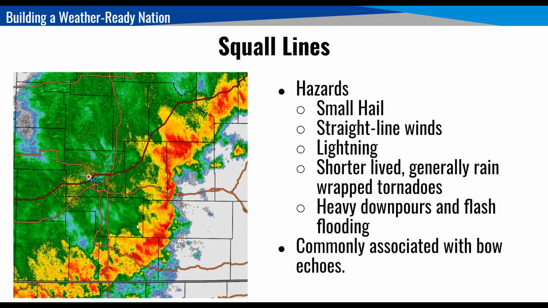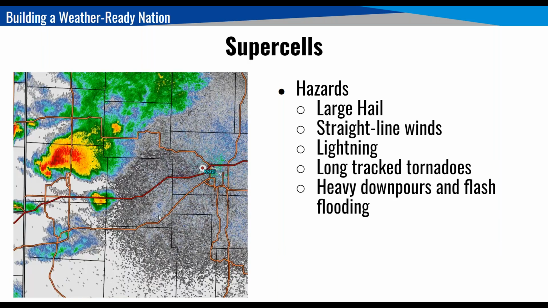You can see in this particular image of reflectivity on the radar that there's a bowing structure. When we're discussing bow echoes, that's when we're discussing squall lines. And then that leads us to the last storm type here, which is supercells.